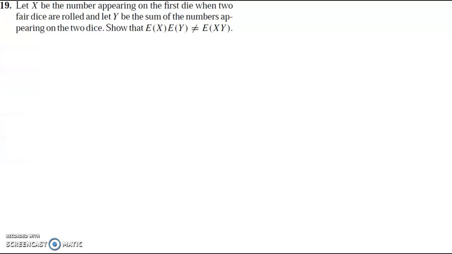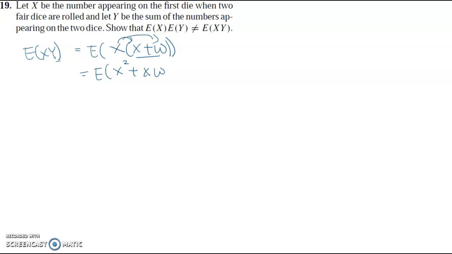So let me start with E of xy. And we know this from our textbook that this is going to be E of x times (x plus w), where I'm saying x plus w is our case of y. And this is going to equal, just from the distribution rule, x squared plus xw. One of the properties of expectation is that the sum can be split. So we have E of x squared plus the expectation of xw.